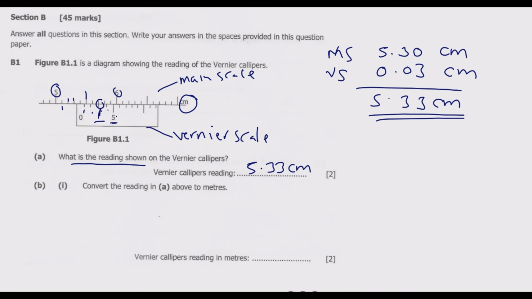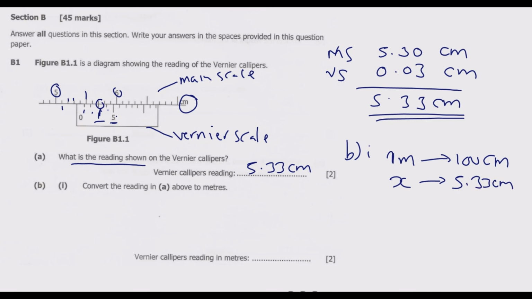Then we look at B1, Roman numeral 1: convert the reading in A above to meters. We know that 100 centimeters make 1 meter. Then we are told to convert this 5.33 centimeter to meters. So we are looking for conversion to meters. This will be x is equal to 5.33 centimeter. Then we cross multiply.